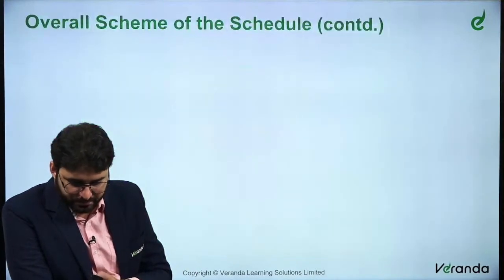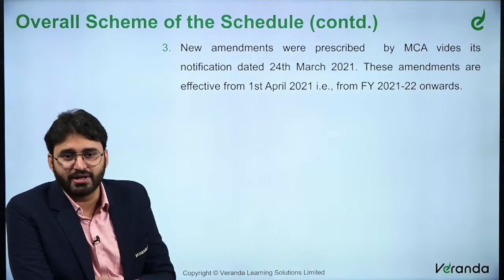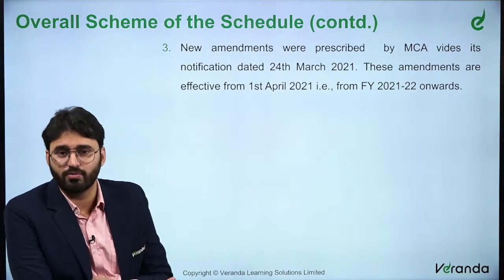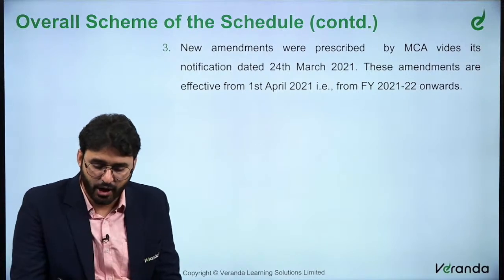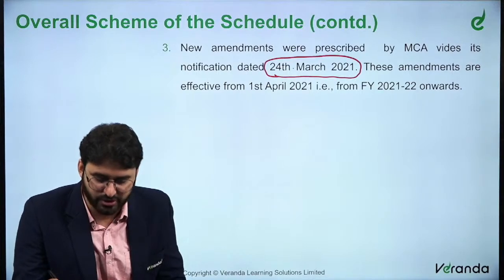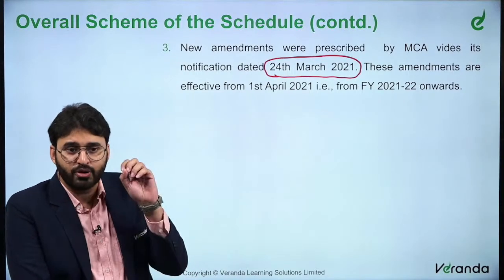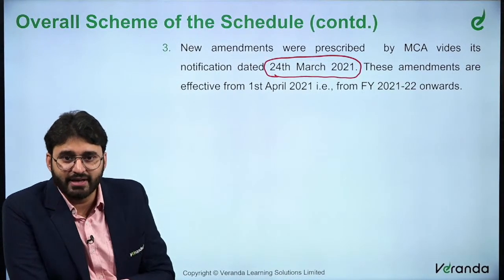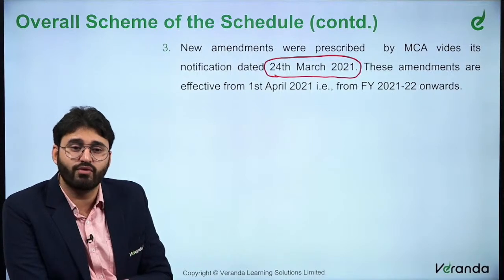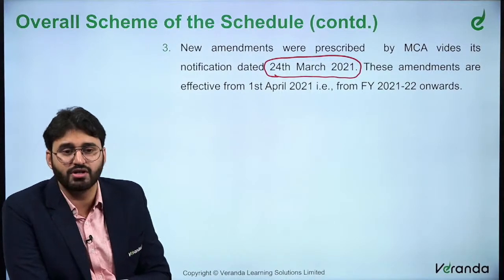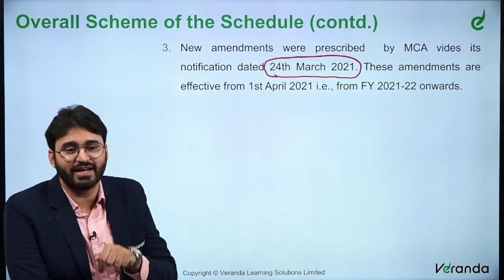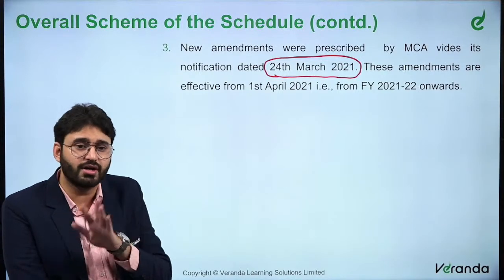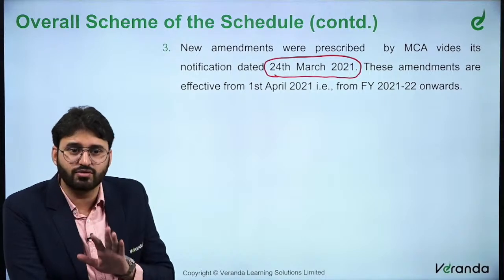Now, let's go forward, coming on to the amendments. Just to give a brief, new amendments were prescribed by the Ministry of Corporate Affairs by notification dated 24th of March 2021. This was the date on which MCA dropped one big bomb: so many additional disclosures will have to be given. Sir, from when is it applicable? It is applicable from 1st of April 2021, that is this financial year, 1st April 2021 to 31st of March 2022. All these disclosures have to be given.